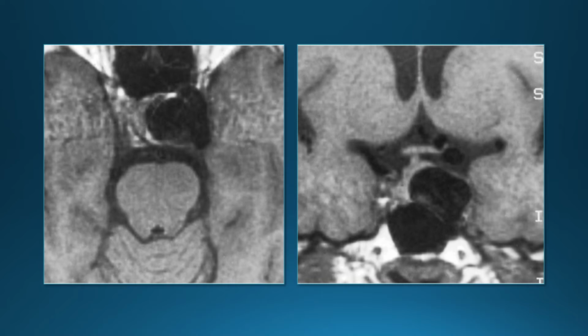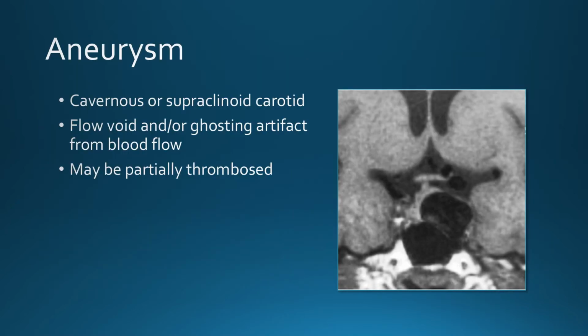Here we can see a T1 hypointense lesion involving the left side of the sella. When we see this markedly T1 hypointense structure, the first thing we should think about is an aneurysm. The aneurysms involving the sella can either be cavernous or supraclinoid aneurysms. This is a cavernous aneurysm.